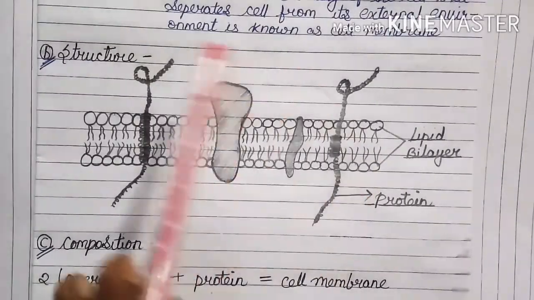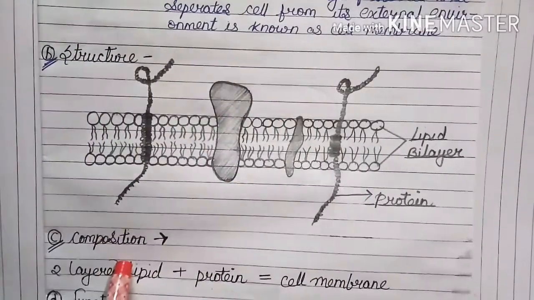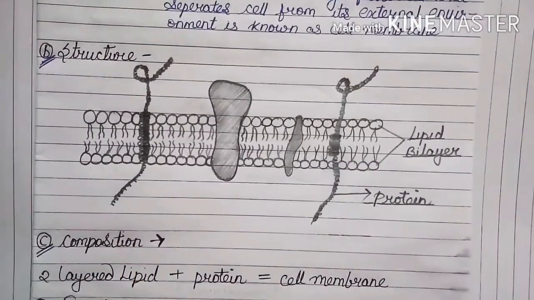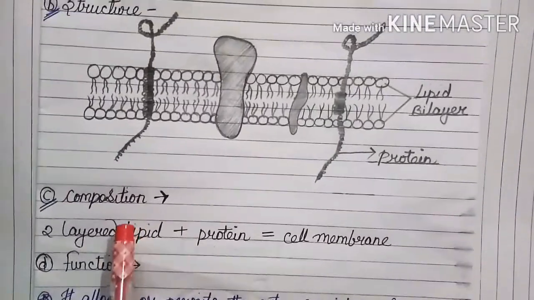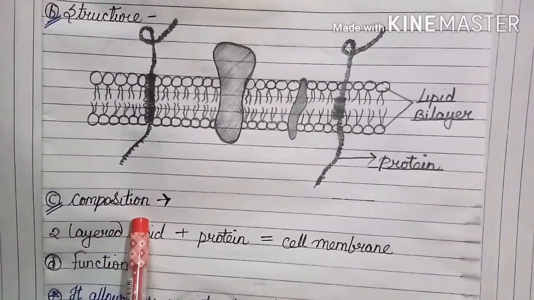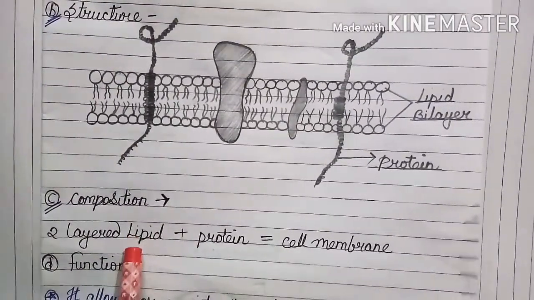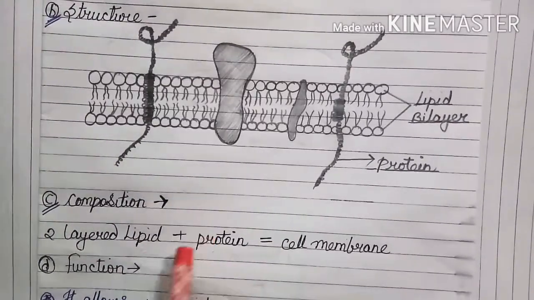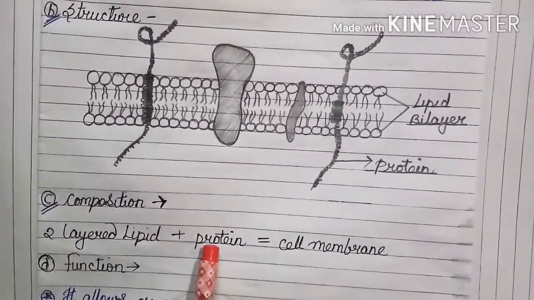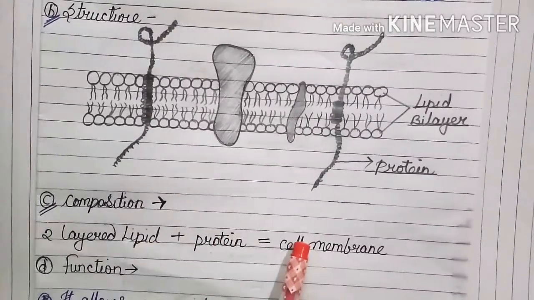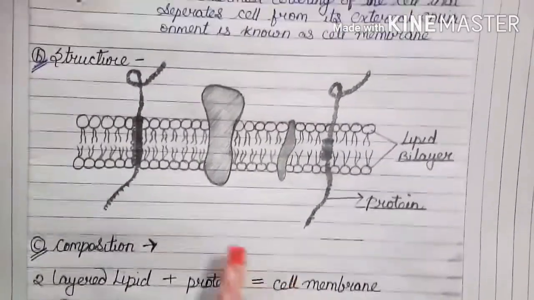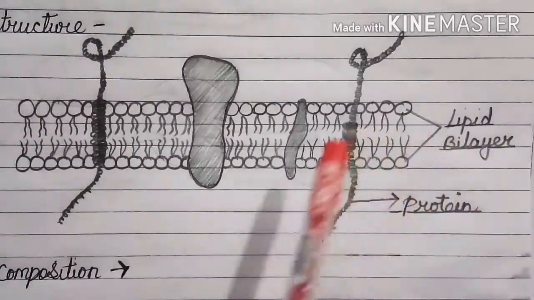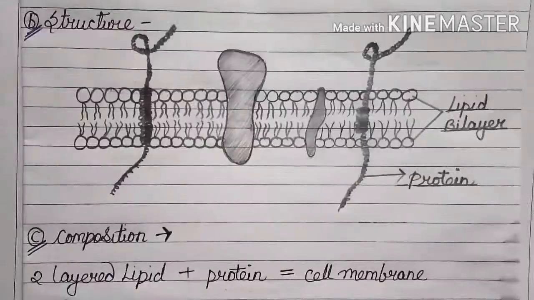Now comes the structure and composition. Let's first discuss composition. What is the composition of plasma membrane? Plasma membrane is composed of, or is made up of, two-layered lipid and protein. So lipid and protein constitute cell membrane. Now let's see the structure.